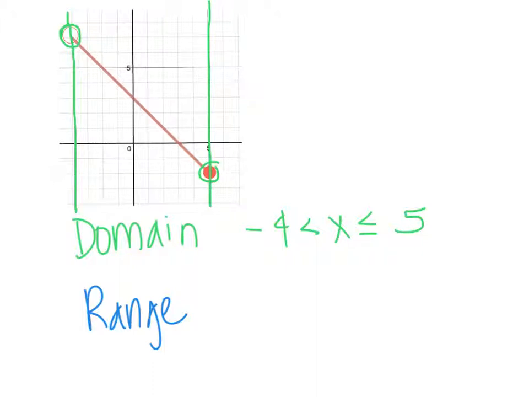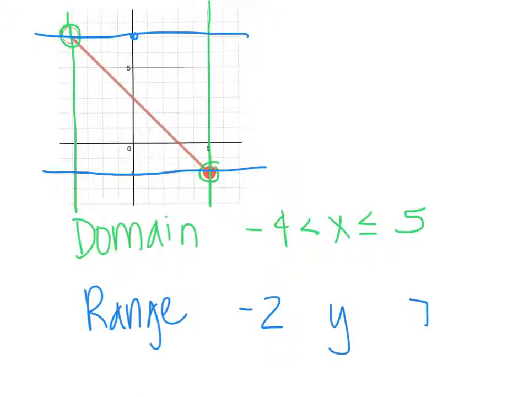Now we're going to find our range. Our range we read from bottom to top. So we're going to do the same thing, just at the bottom and the top. The bottom of our graph is at -2. The top of our graph up here is at +7. This is our range, so we put y in the middle. At -2 at this line, our circle is solid, it is filled in, so it's a less than or equal to. At 7, our graph is open, so we're just going to put a less than.